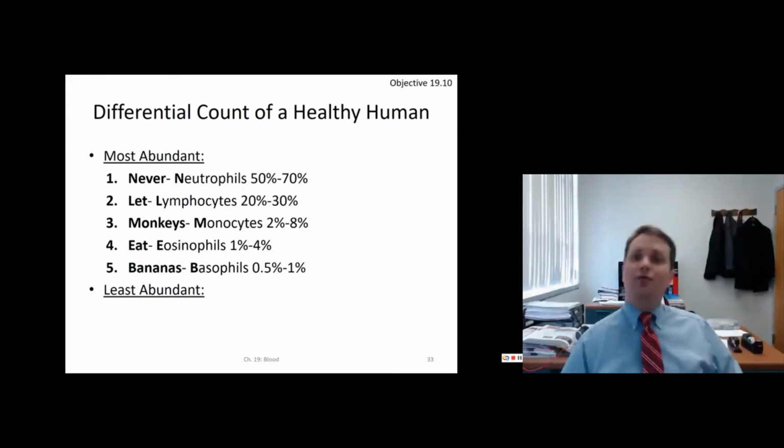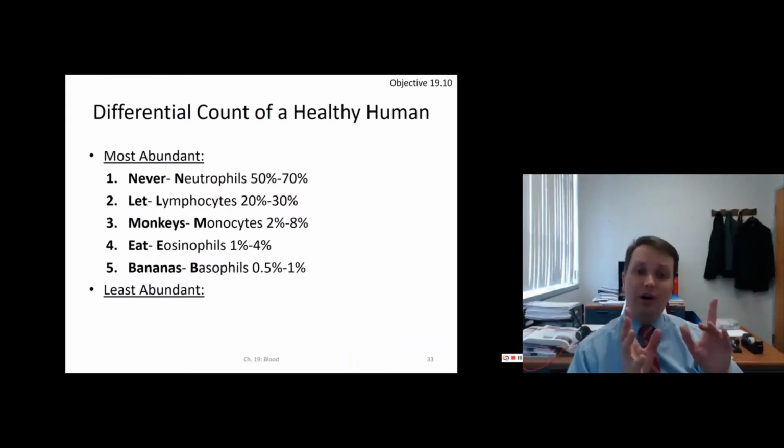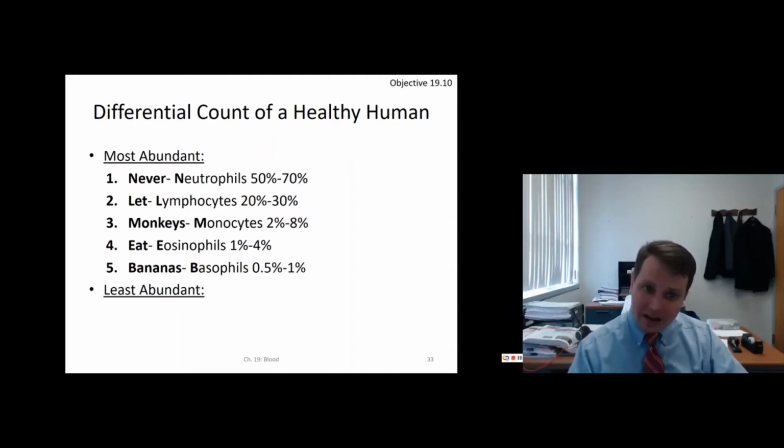So the differential count, the numbers I will not test you on, but the order of abundance from most to least I will, and this is on the exam. Never let monkeys eat bananas.